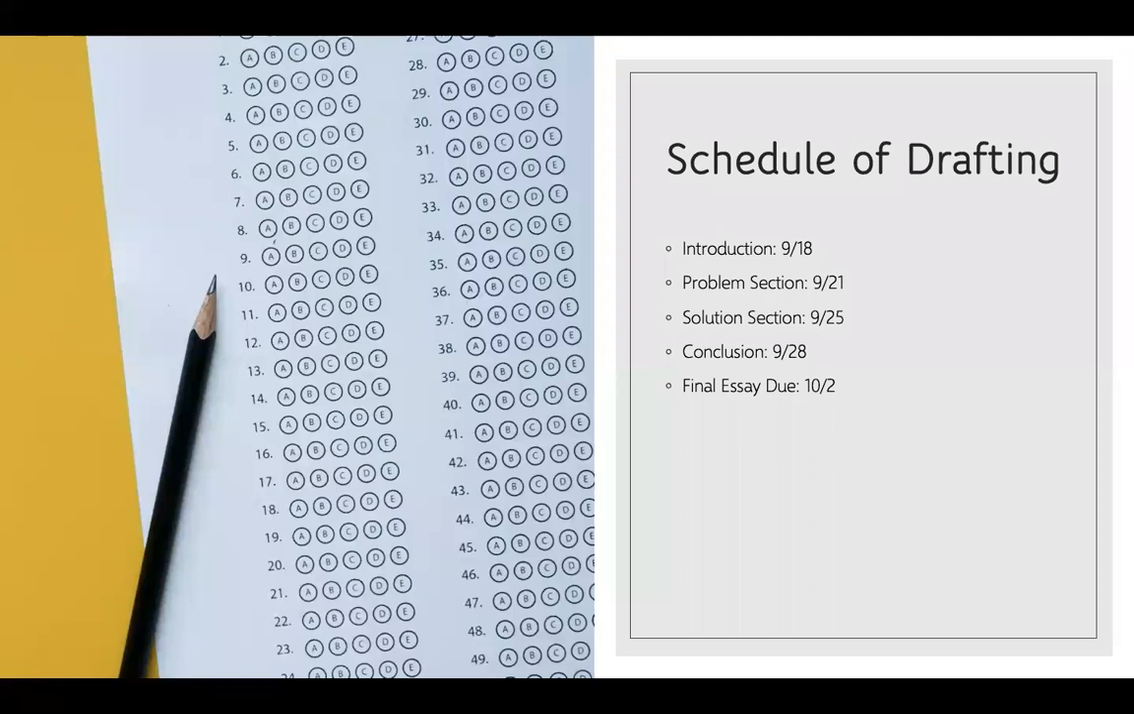So now that you see that, I want to give you a schedule of drafting. We're going to be drafting over the next couple of weeks. So your introduction is going to be due this Sunday. Your problem section, the proof of your problem, is going to be due on the 21st. Your solution section is going to be due the 25th. And your conclusion is going to be due the 28th. And then your final essay will be due on October 2nd.